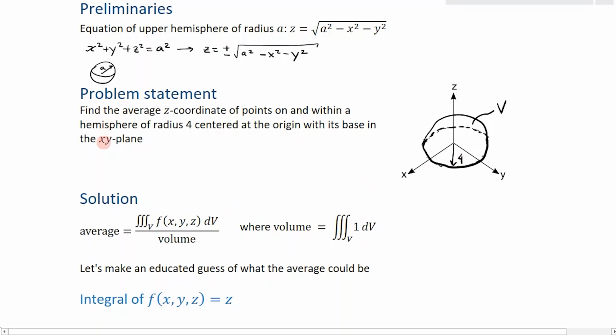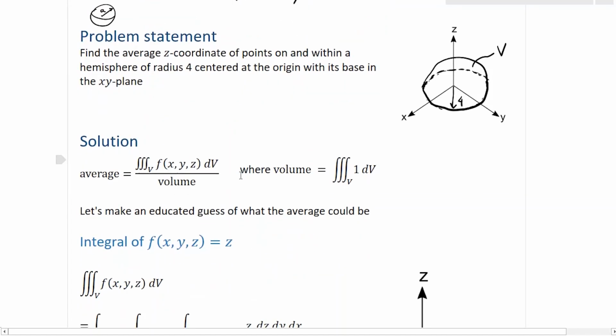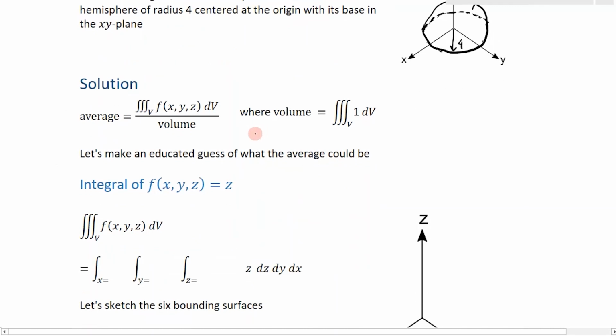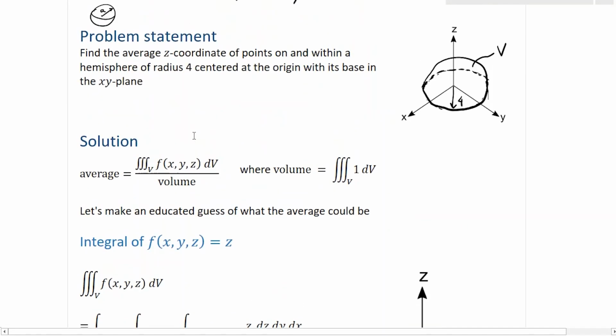And we want to find the average z-coordinate. By definition, the average value of some function f is the integral of the function f divided by the total volume. And volume can be computed by integrating 1 over the volume of the region.